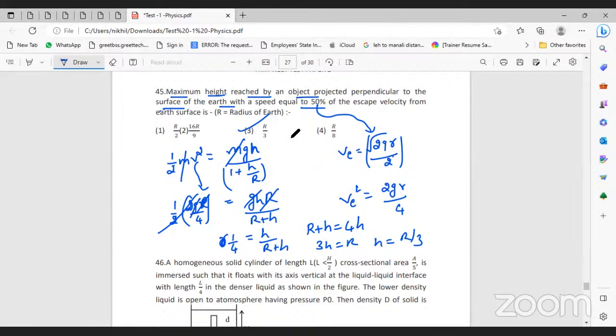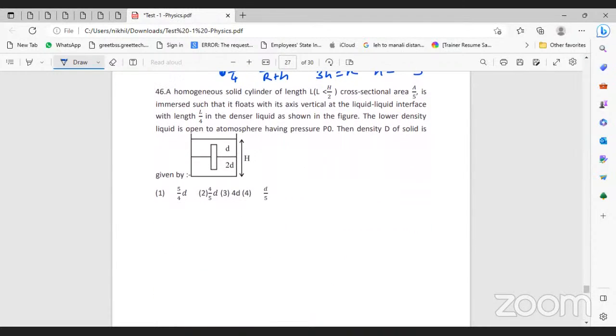Now, look at this problem. There is a homogeneous solid cylinder of length L. This solid cylinder length is L.